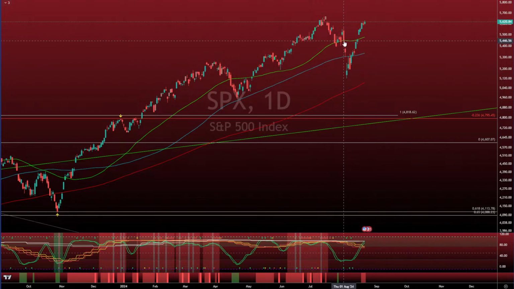And then the very beginning of August, that first day of August, we tried to find some support there, and obviously it broke down. It found some support at the 100 and then broke down. It didn't get anywhere near the 200 daily moving average.